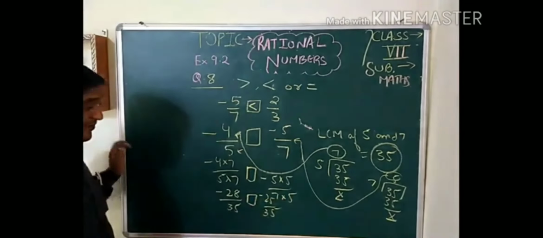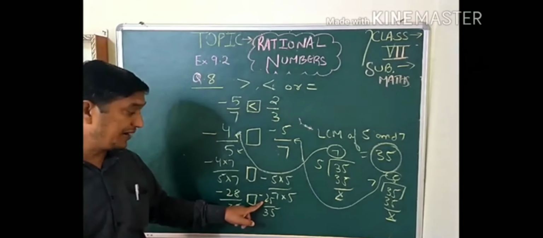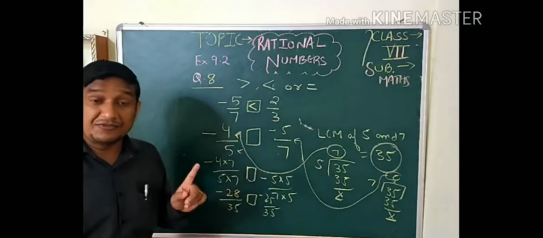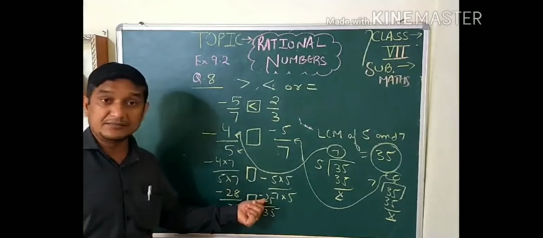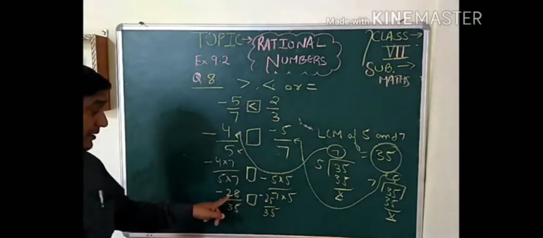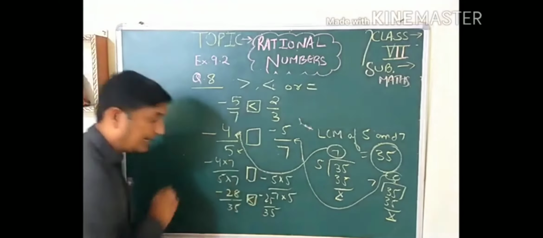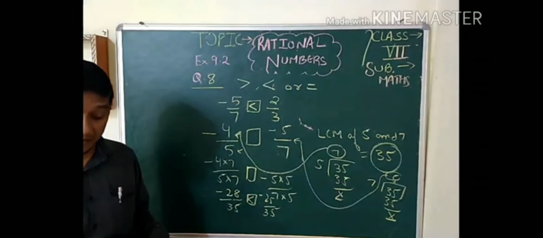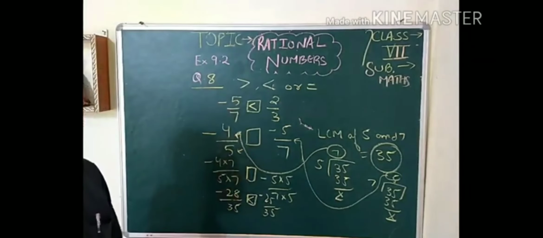Now look children, this is minus 28, this is minus 25. If two integers have the same sign, the number 25 is greater than 28 in magnitude... so minus 28 is smaller, minus 25 is greater, and we put the sign accordingly. So children, you may try the rest of the parts in the same way at home.